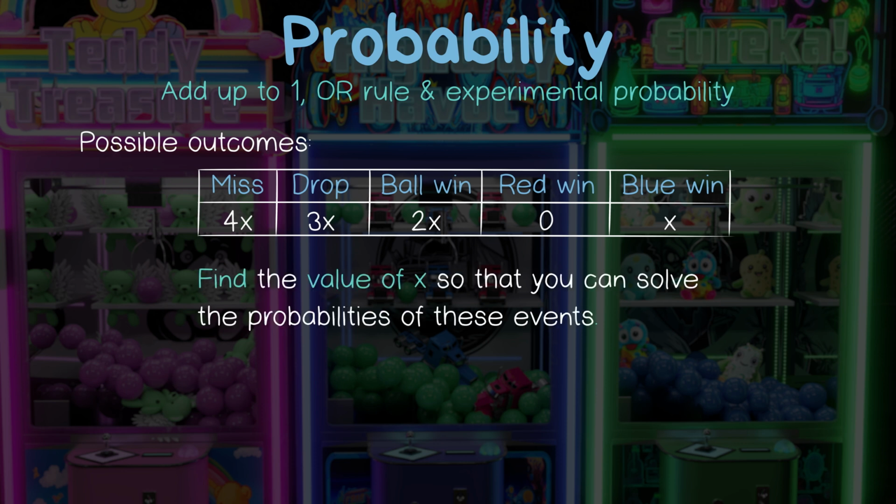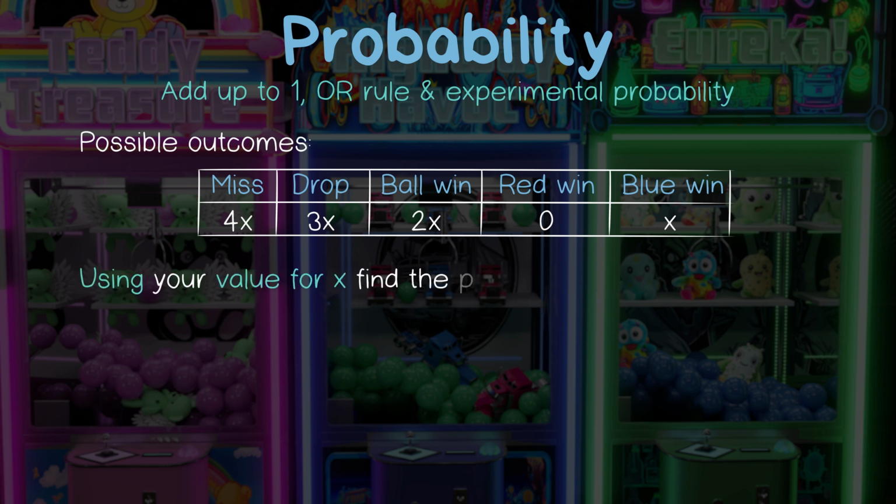To find the value of x, we'll use the fact that the sum of all probabilities equals 1. So 1 is found by adding 4x to 3x to 2x plus 0. So we can't win a red truck, so our game must be rigged. And then we add 1 more x. 4 plus 3 plus 2 plus 1 more x equals 10x. So 1 equals 10x. If we divide our 1 by 10, we can find the value of x, which is 1/10 or 0.1.